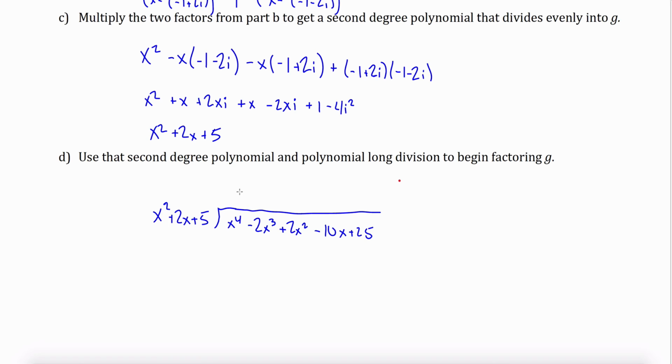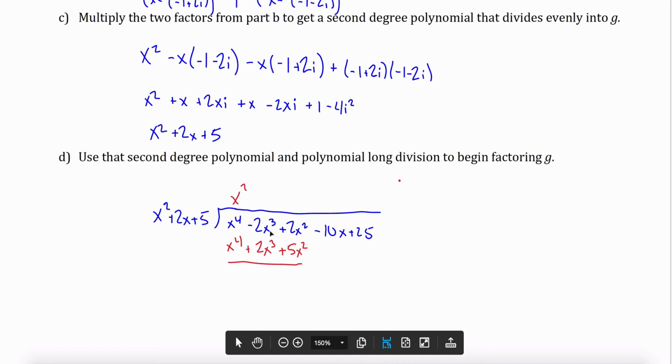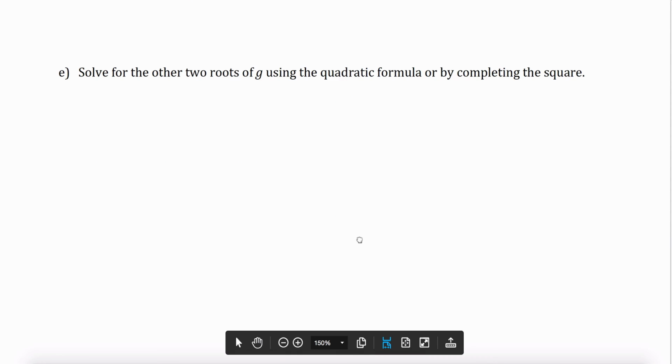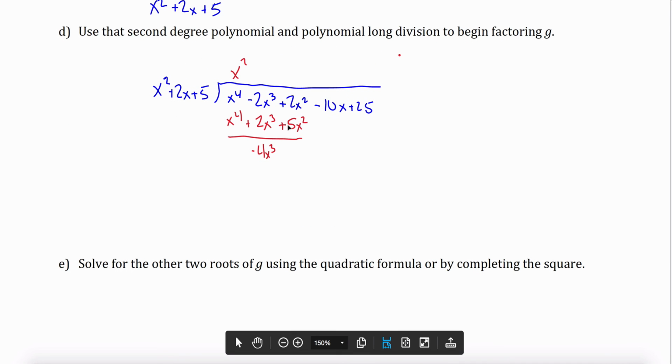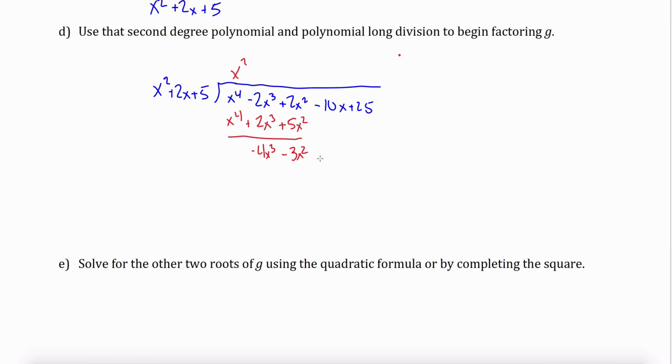So to get rid of this x to the 4th, I put an x squared up here. X squared times this polynomial gives me x to the 4th plus 2x cubed plus 5x squared. And I subtract. X to the 4th minus x to the 4th goes away. Negative 2x cubed minus 2 more x cubed give me negative 4x cubed. 2x squared minus 5x squared gives me negative 3x squared. And then I can bring down the negative 10x, and I repeat.